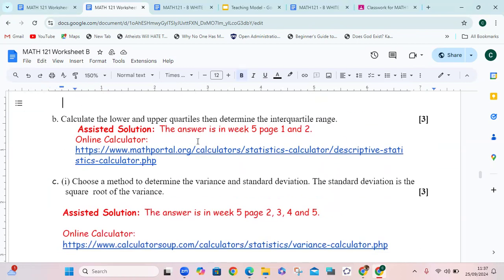So now here we're going to discuss part B, how to calculate the lower and the upper quartiles and to determine the interquartile range. The quartiles are also descriptive measures. The interquartile range is also a descriptive measure, a number to describe the data set. And we came across it now in worksheet A. To calculate the upper quartile, the lower quartile and the interquartile range, let's go to week 5. That's one option to learn how to do that.